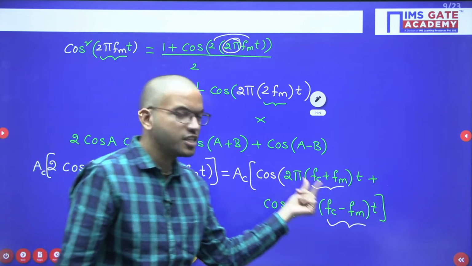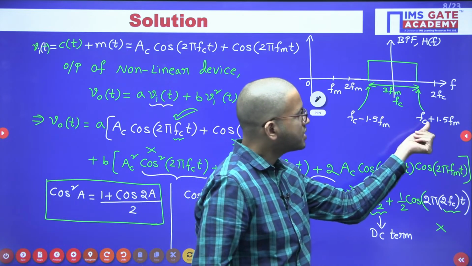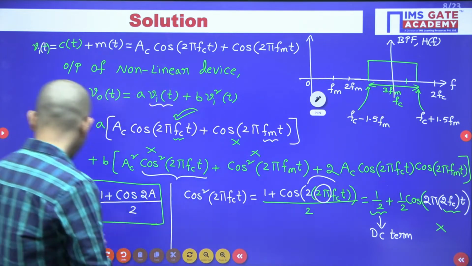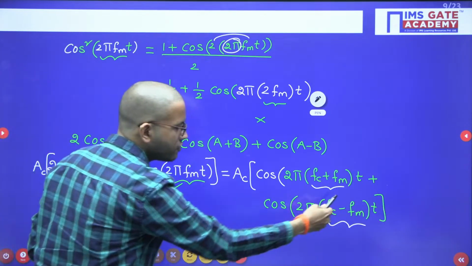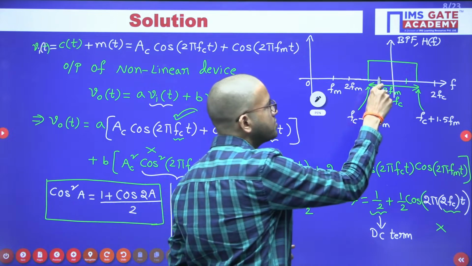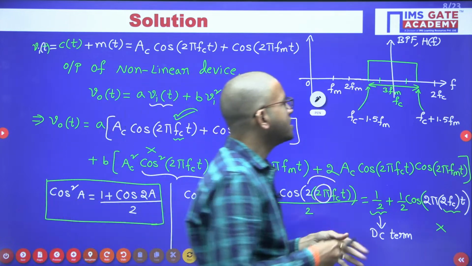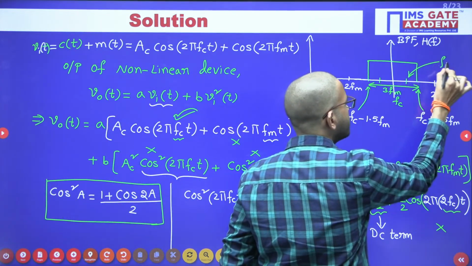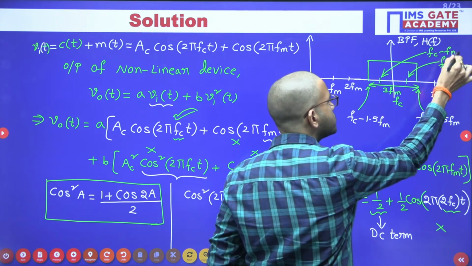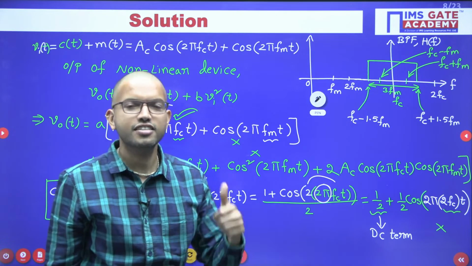Here you are getting fc plus 1.5 fm, so you will have fc plus fm somewhere here. Yes, very good. Similarly here this is fc minus 1.5 times fm, so obviously somewhere here you will get fc minus fm. That means fc plus fm and fc minus fm, those two frequencies are falling in this particular band of frequencies, right? Yes, very good Manoj, very good.